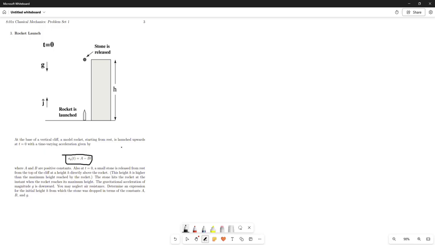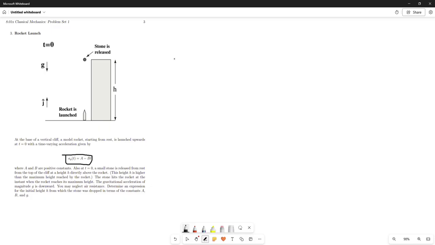The stone hits the rocket at the instant when the rocket reaches its maximum height. The gravitational acceleration of magnitude g is downward. You may neglect air resistance. Determine an expression for the initial height h from which the stone was dropped in terms of constants a, b, and g.